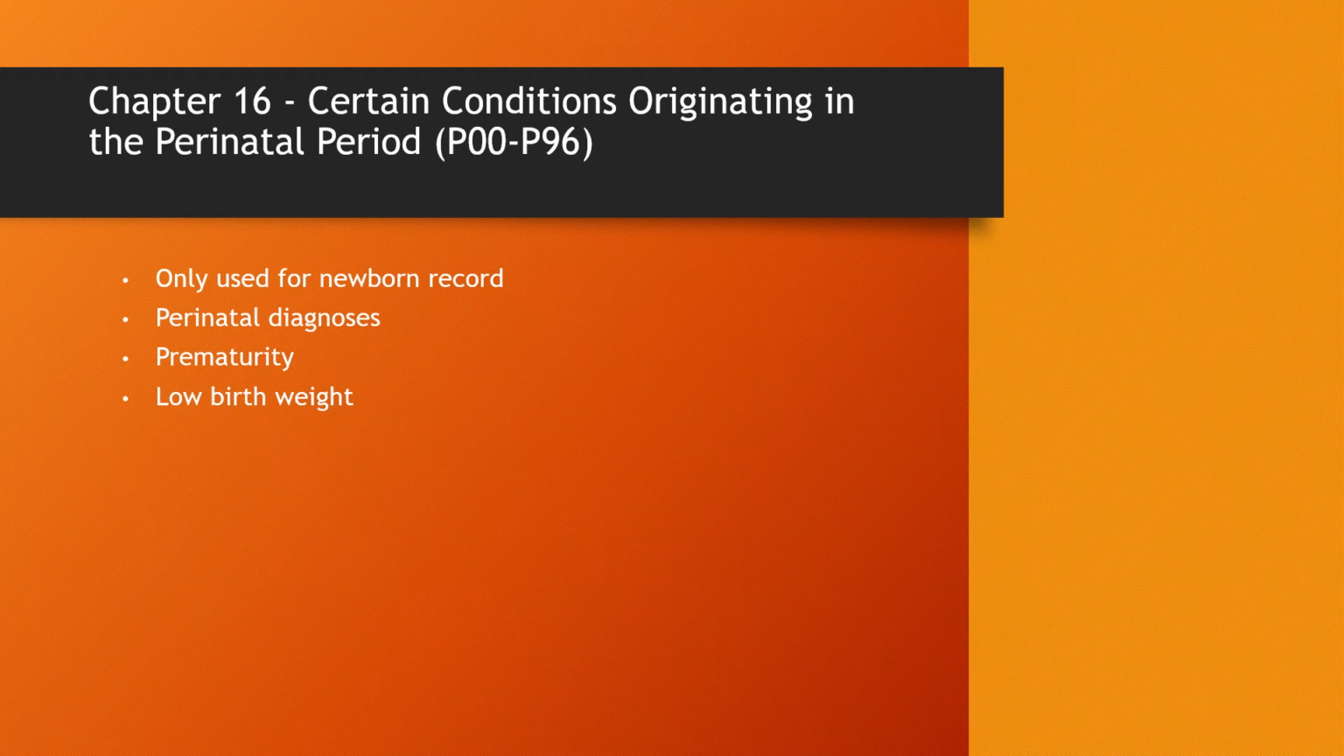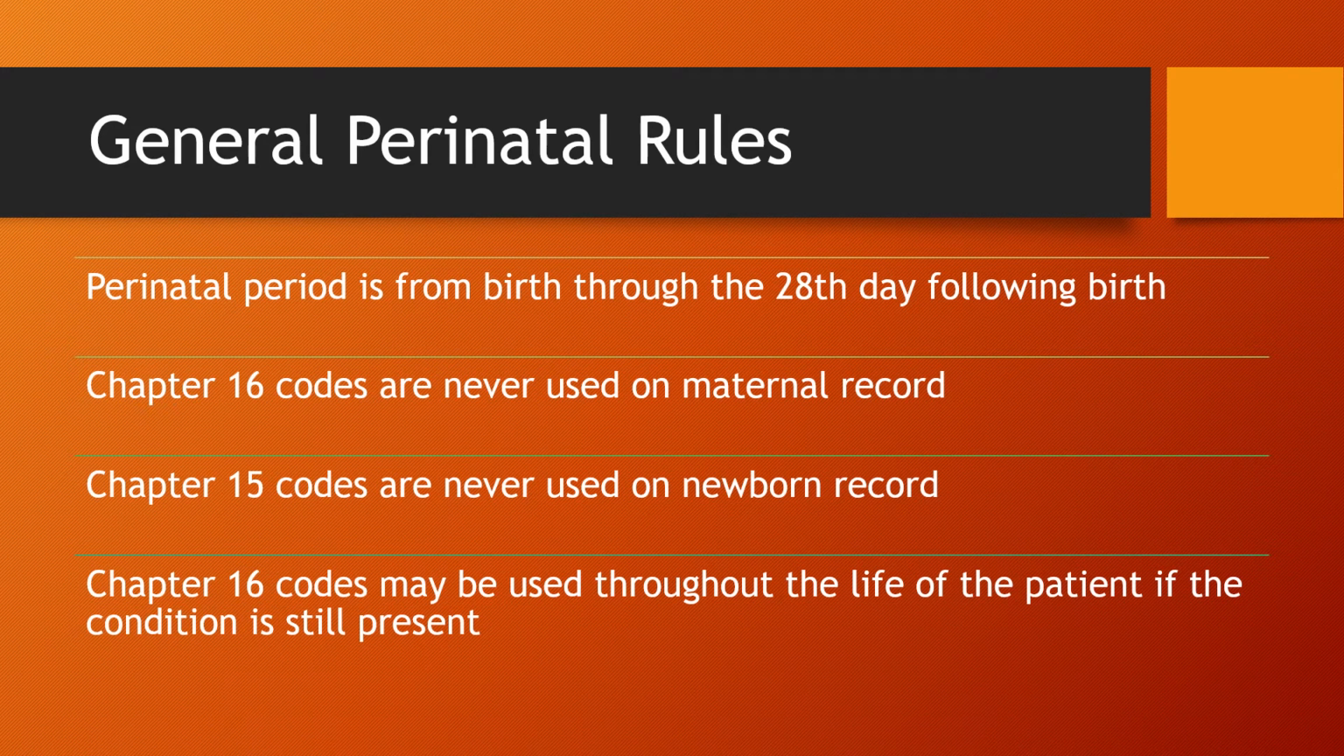Chapter 16, Certain Conditions Originating in the Perinatal Period. These codes begin with P00 through P96. They are only used on newborn records. The perinatal period is from birth through the 28th day following birth.